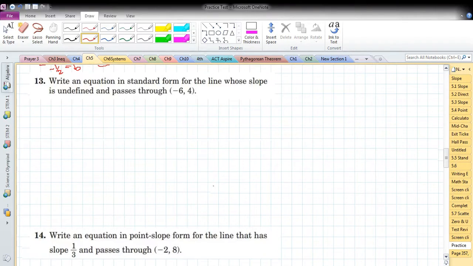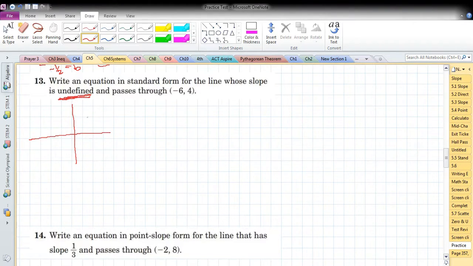Write an equation in standard form for the line whose slope is undefined and passes through negative 6, 4. All right, we know that if the slope is undefined, it's one of those special equations. It's going to be either horizontal or vertical. So I'm going to make a quick sketch of the graph. I know that undefined means vertical, and let me see if I can make my graph a little better than that. That was pathetic.